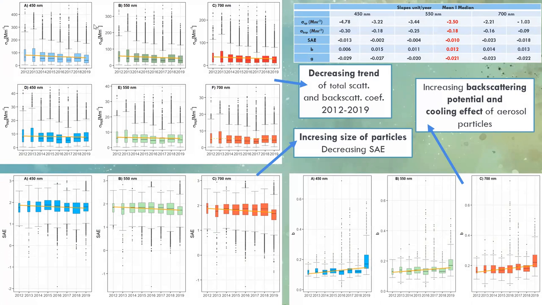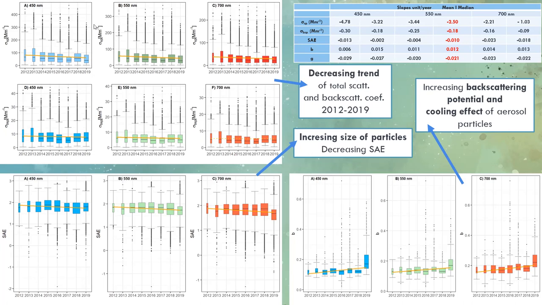And it is also proved by this table where slopes of different variables per year are shown, both in mean and median. In the graph below, we have the annual variation of the Angstrom exponent. It's also decreasing, but what does it tell us?